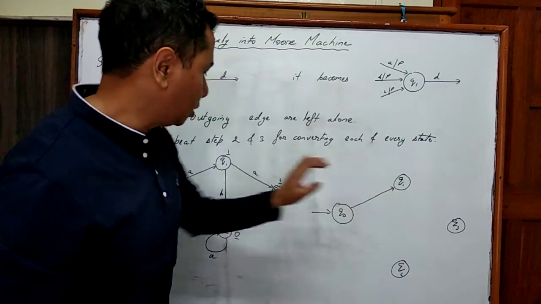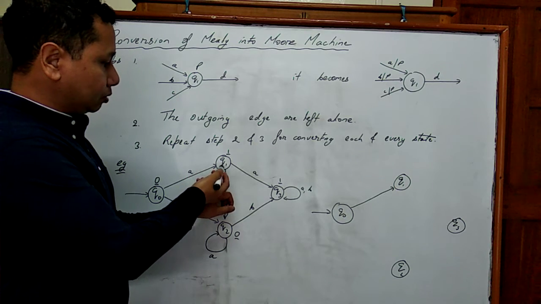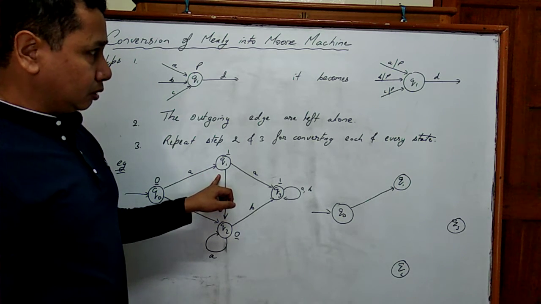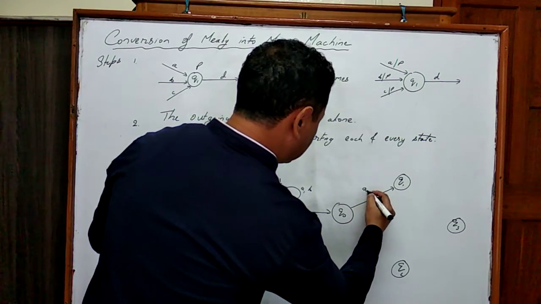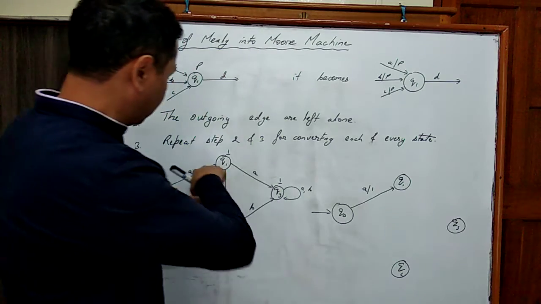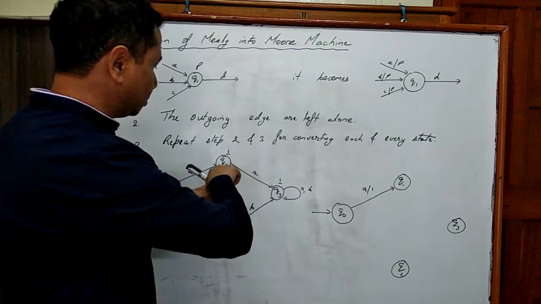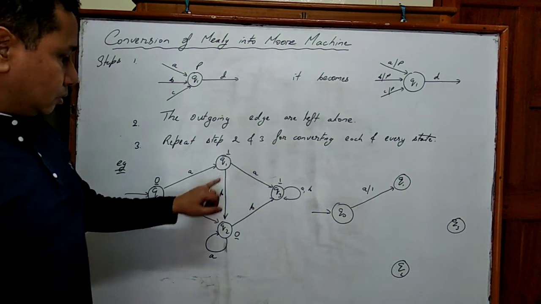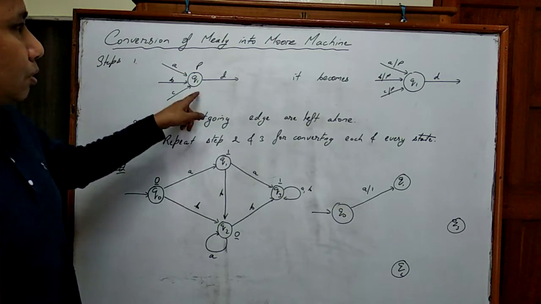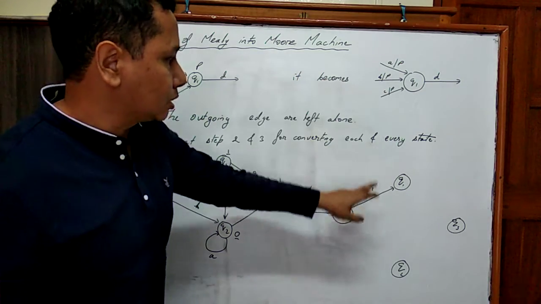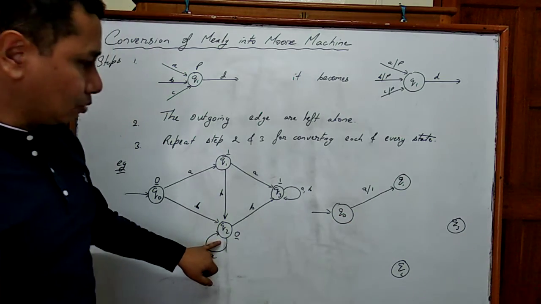However, if you see Q1, you notice that A is coming towards Q1. So what we can do is change it to A/1. 1 is the output of Q1, so we change it to A/1. So if you notice there is no more incoming to Q1, because as per step number 1 we are saying that only the incomings we are changing. So we repeat the same thing for Q2.